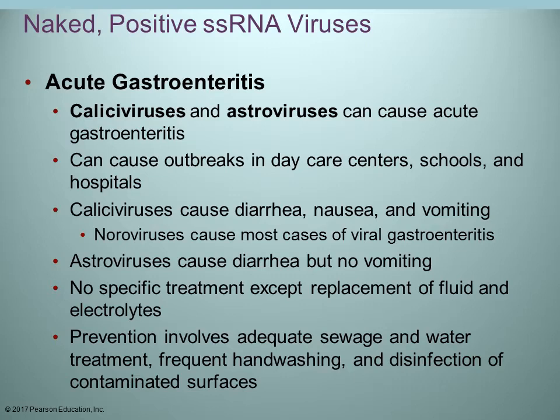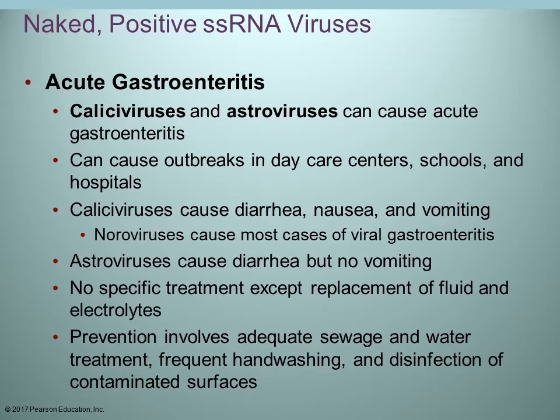The caliciviruses and astroviruses can cause acute gastroenteritis. So oftentimes you will see outbreaks associated with daycare centers, schools, hospitals. The caliciviruses cause nausea, diarrhea, vomiting. Norovirus is a very common cause of some of the viral gastroenteritis. Astroviruses will also cause the diarrhea, but typically no vomiting. Treatment is going to be replace the fluids and electrolytes, prevent dehydration from occurring.